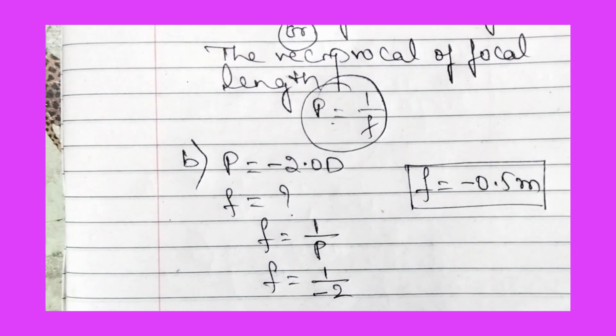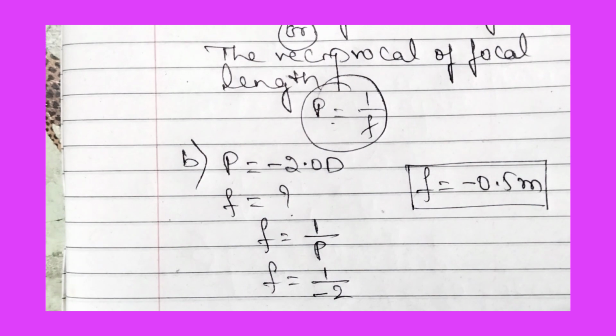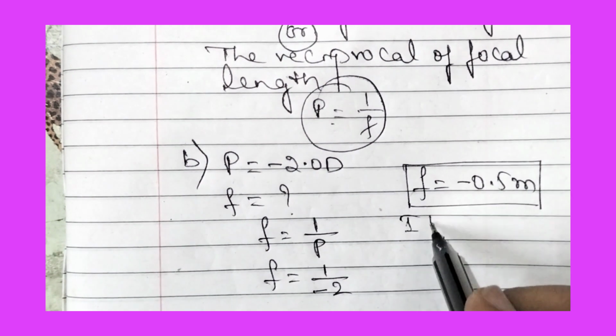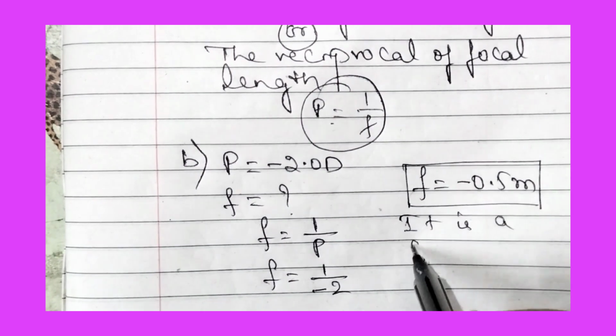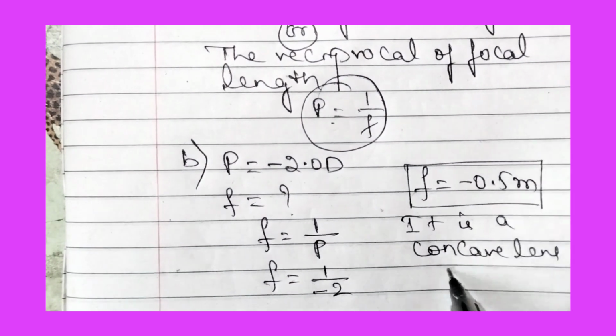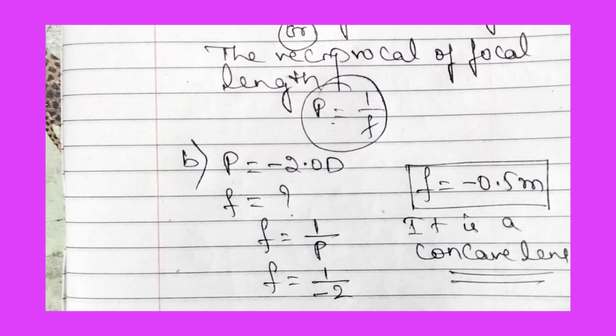One more question, in that they asked, what type of lens is this? So since focal length is minus, it is a concave lens. Since focal length is minus, it is a concave lens. So by this we have completed the physics part. Now let us move to part B, chemistry.